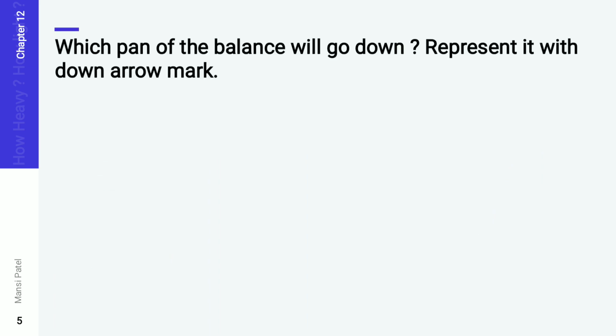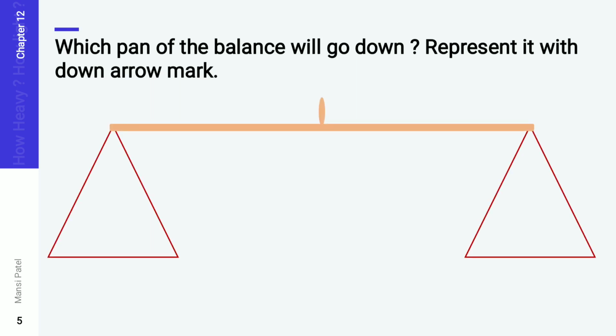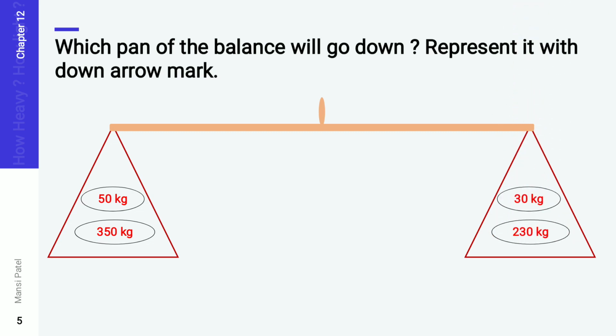Let us see another one. On the left hand side there is 50 kilogram and 350 kilogram. What is the addition of both? 50 plus 350, that is 400 kilogram on the left hand side. Whereas on the right hand side there is 30 kilogram and 230 kilogram. What is the total of these two numbers? That is 260 kilogram.